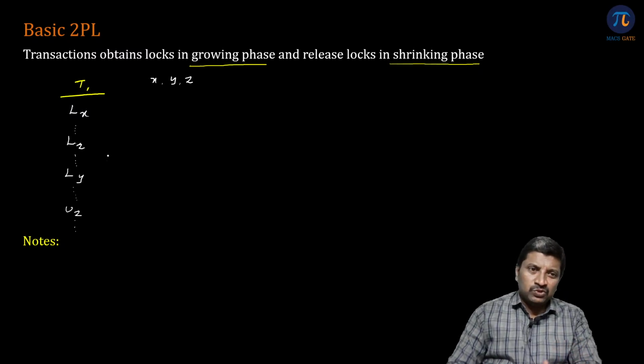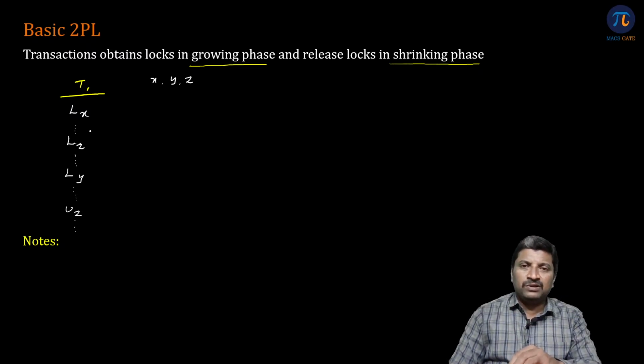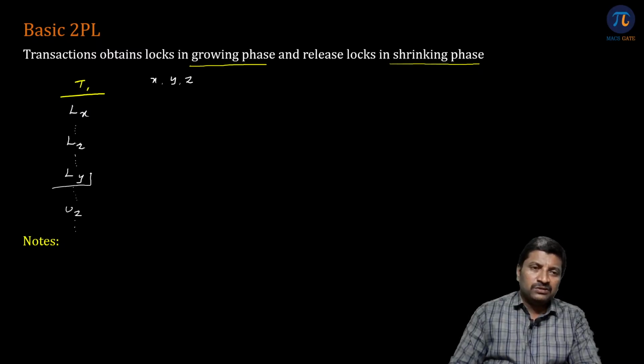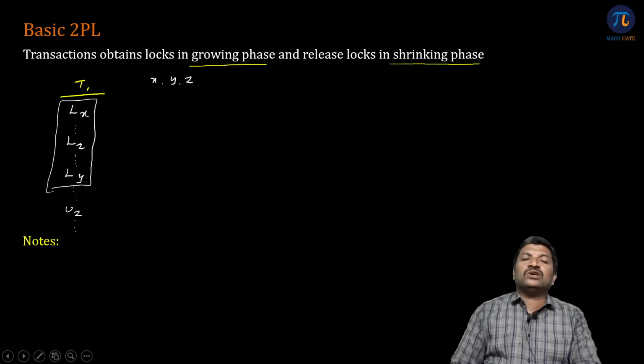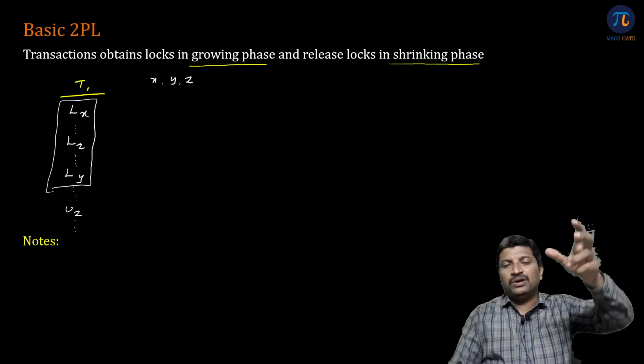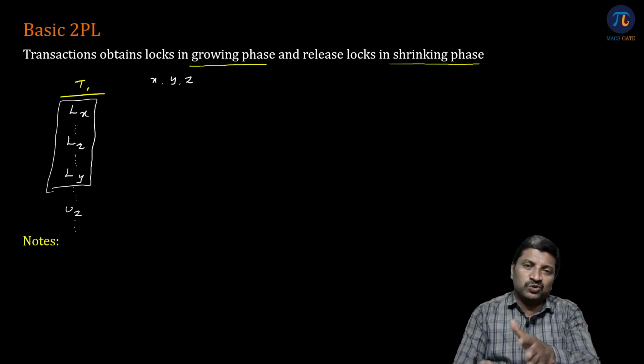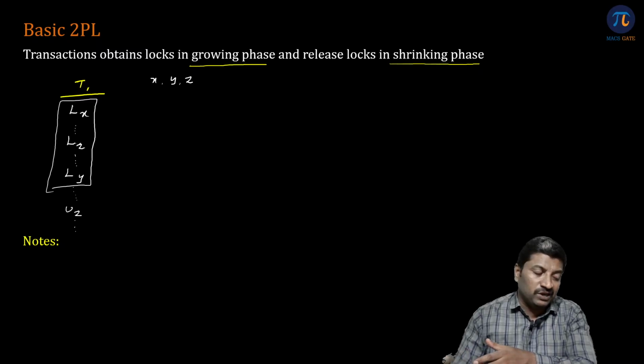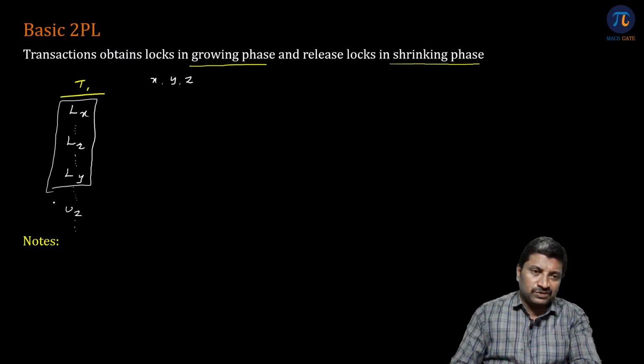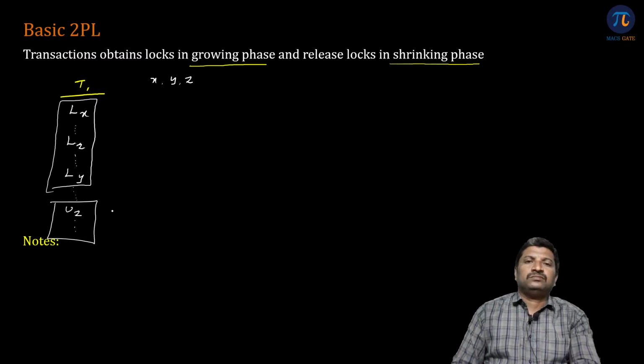Hope you understood it. So there is no rule on the working operations. The only rule is that all the locking requests should be in the first group, and all the unlocking requests should be in the second group. That's it. Hope you understood it. So this is about the basic two-phase locking protocol.